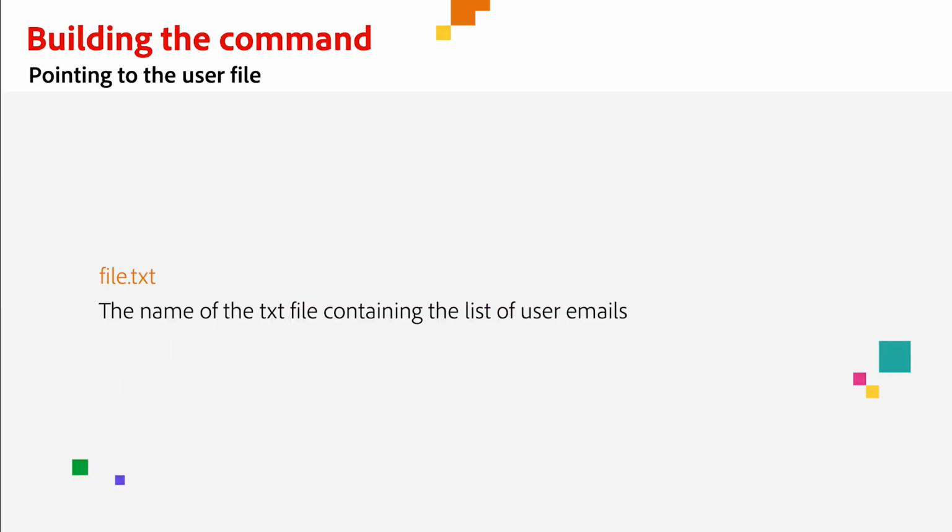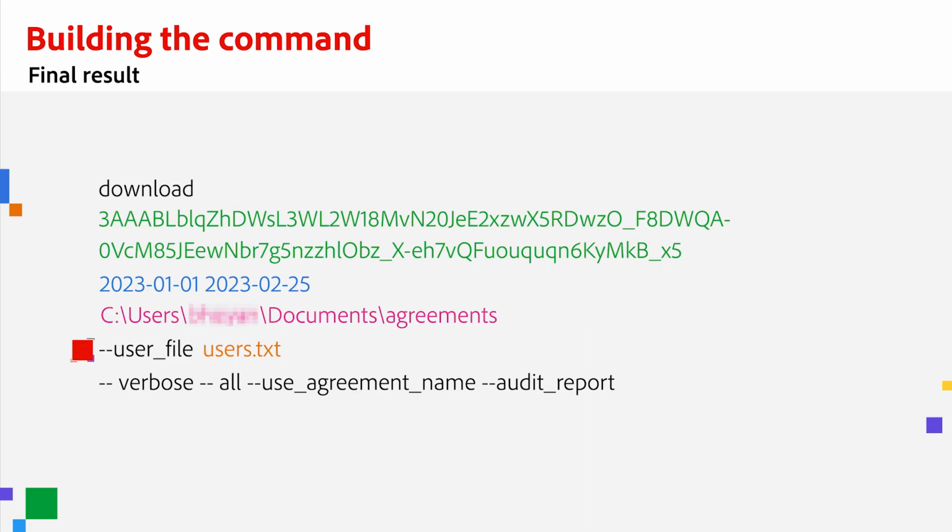Now we need to point our command to the users we want to download agreements from. To do this, we just need the name of the file we created with all of our user emails. Congratulations! We now have a finished command.